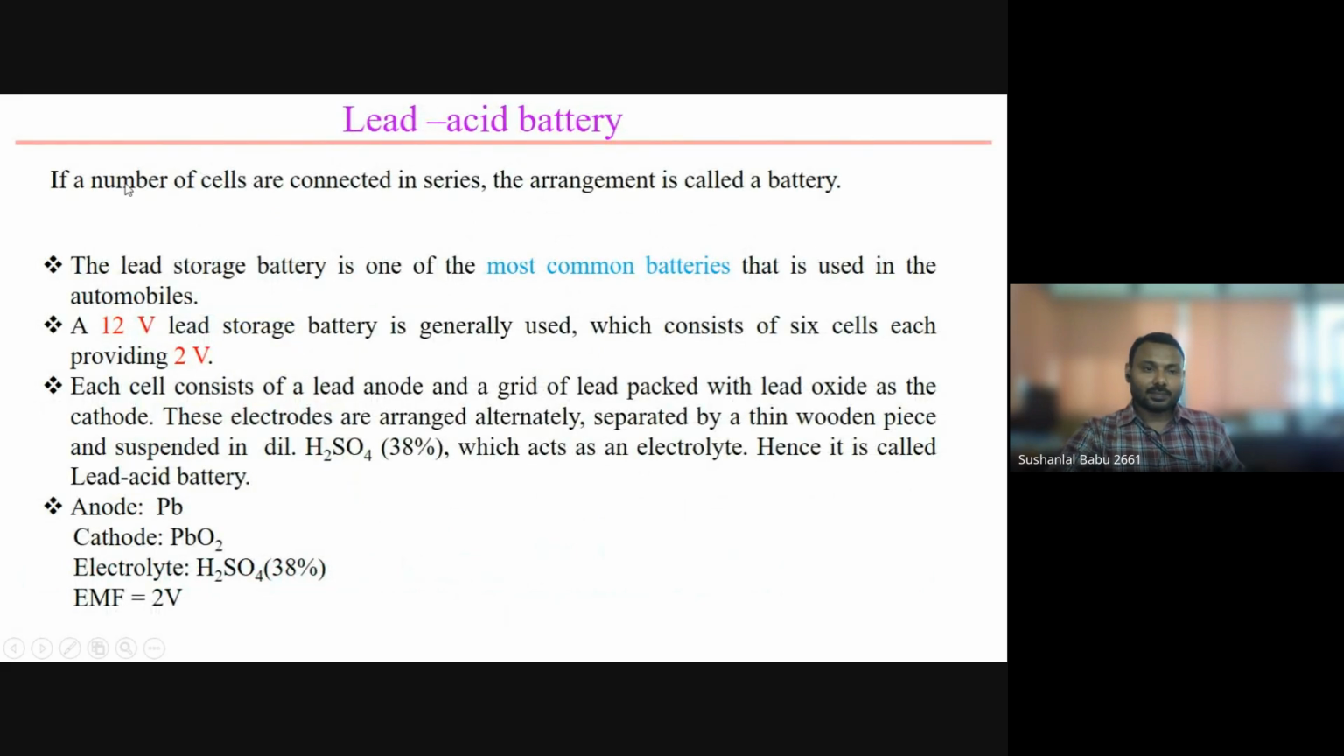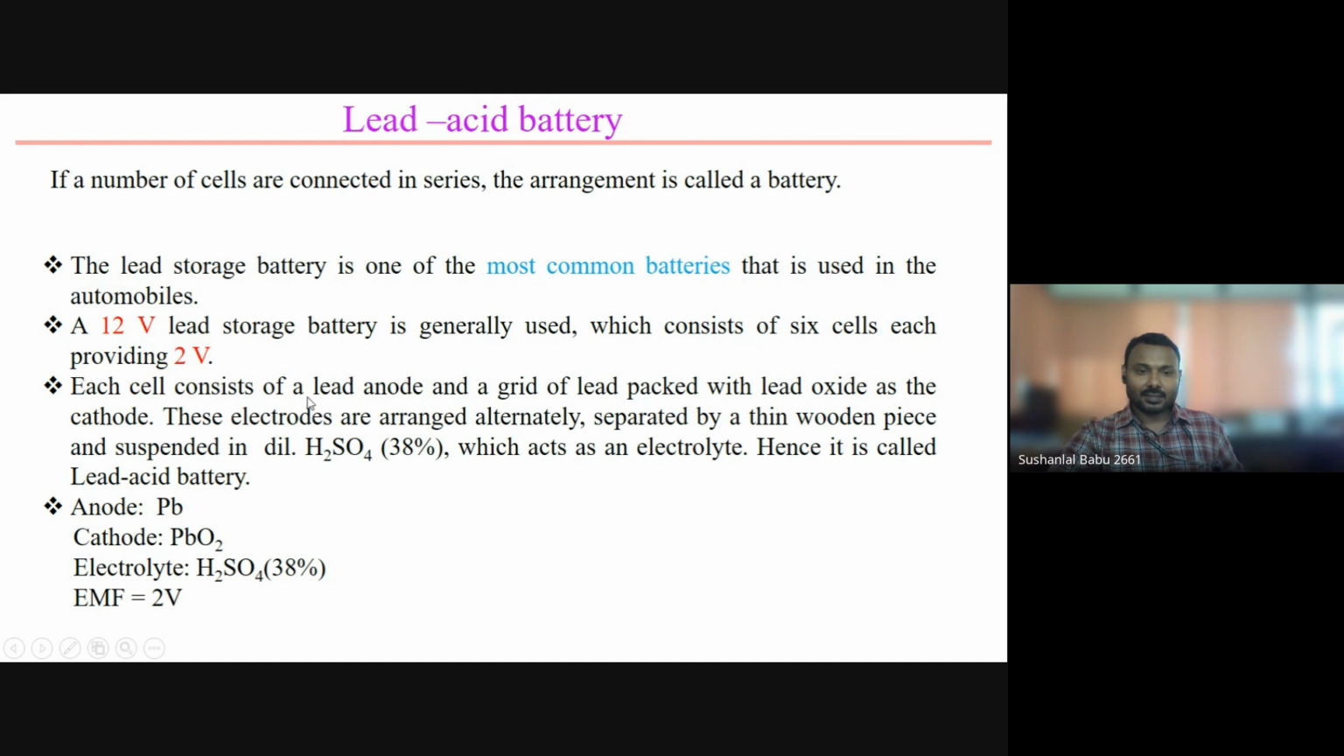If we explain a little more of the basic things: if a number of cells are connected in series, the arrangement is called a battery. Then the lead acid battery we can use. The lead acid battery is one of the most common batteries used in automobiles. The 12 volt storage battery is generally used, which consists of 6 cells, each providing 2 volts, connected in series. One cell can generate 2 volts; accordingly, 12 volts it can generate.